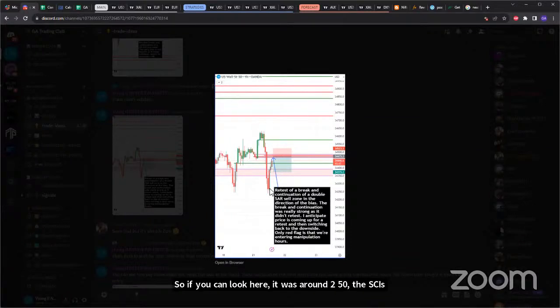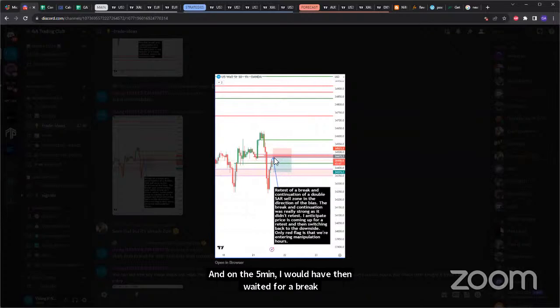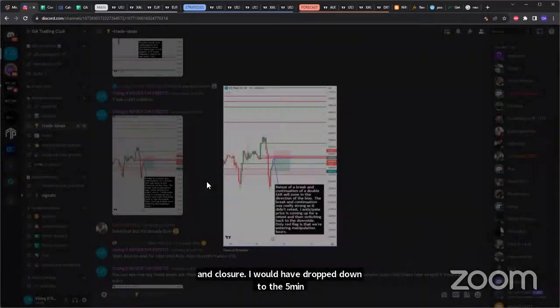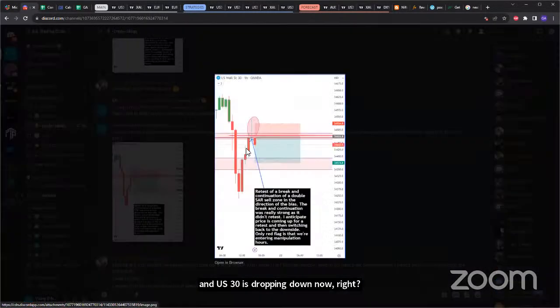As much as the sell was valid, there was no way I was going to enter the sell here while the SARs I'm trading are all the way up here. So this is why I brought my entry up here. What I would have wanted is, on the 5 minute, to wait for price to come back here, and then wait for a break and closure. I would have dropped down to the 5 minute, and US30 is dropping down now, right? And unfortunately, this trade came during manipulation hours.